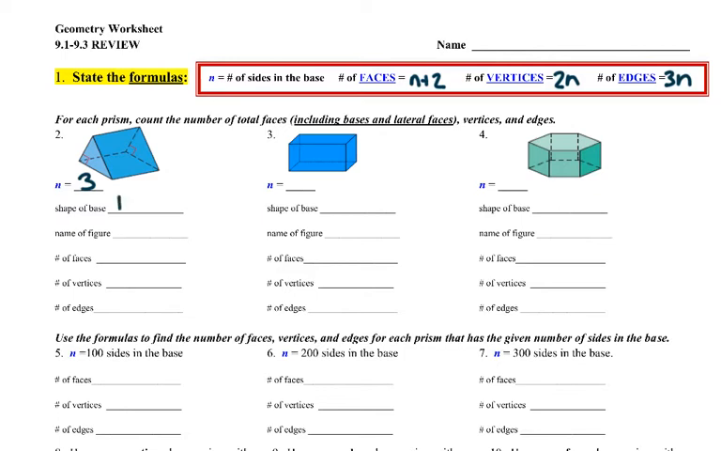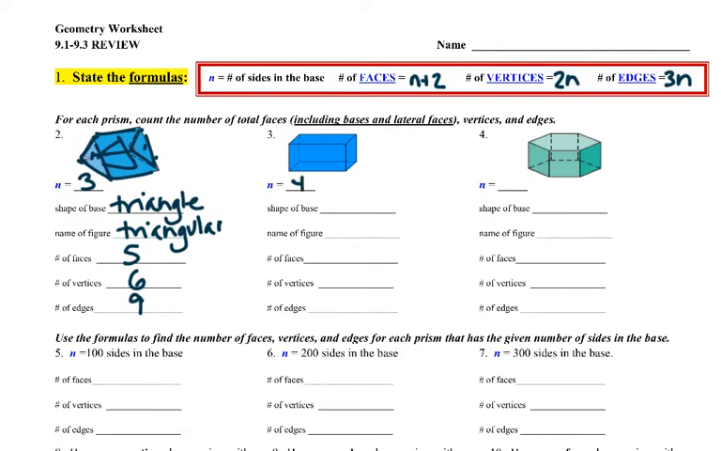When n is 3, when it's a triangular prism, so the base is a triangle. So we can just count the faces, 1, 2, 3, and then 4 and 5 faces. We can also count the corners, 1, 2, 3, 4, 5, 6, and the edges, 1, 2, 3, 4, 5, 6, 7, 8, 9 edges.